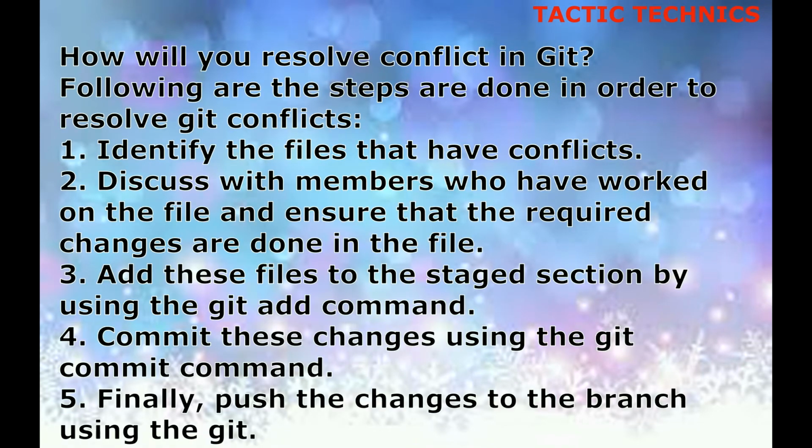How will you resolve a conflict in Git? 1. Identify the files that have conflicts. 2. Discuss with members who have worked on the file and ensure that the required changes are done in the file. 3. Add these files to the staged section by using the git add command. 4. Commit these changes using the git commit command. 5. Finally, push the changes to the branch using git push.